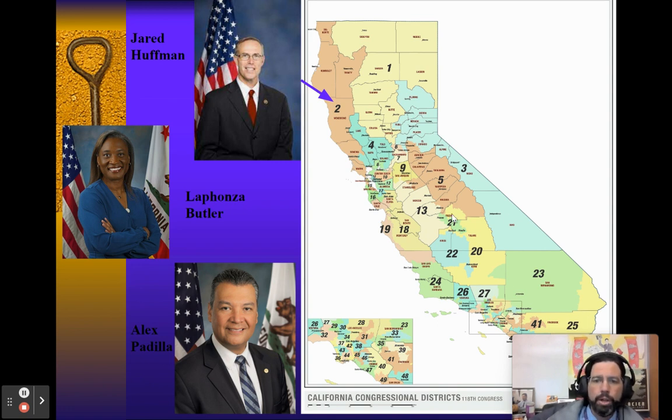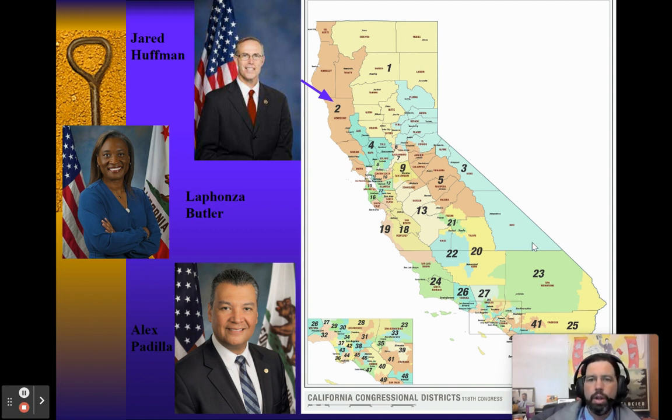Also in California are a variety of districts. These are districts where each district is represented by somebody in the House of Representatives. So Jared Huffman represents the second district of California. So basically, Del Norte, Trinity, Humboldt, Mendocino, part of Sonoma, and all of Marin County are represented by Jared Huffman. And these are roughly similar sized populations.